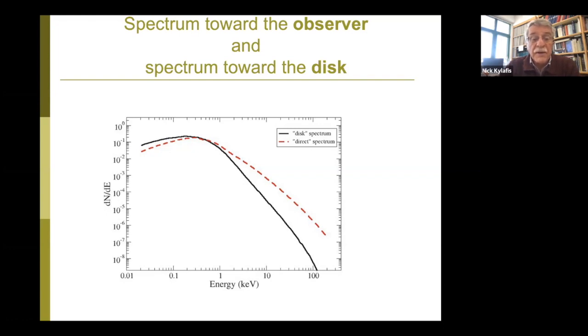Okay, and the black line is the spectrum that goes and hits the disk. So you see this anisotropy that I discussed before. The spectra that we observe directly are significantly harder than the spectra that go and hit the disk. This is new, and nobody up to now realized it, that the source that illuminates the disk, if it is the jet, is softer than what you see. Okay.